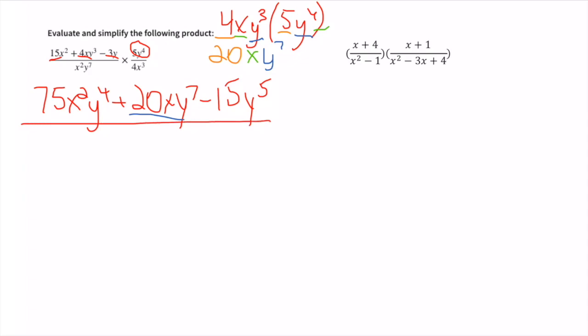Okay, so I'll repeat that same process for the bottom. Multiply my coefficients together, it's just 4. And now I'll multiply my x's together. Give me x to the 5. And I just still have just y to the 7.